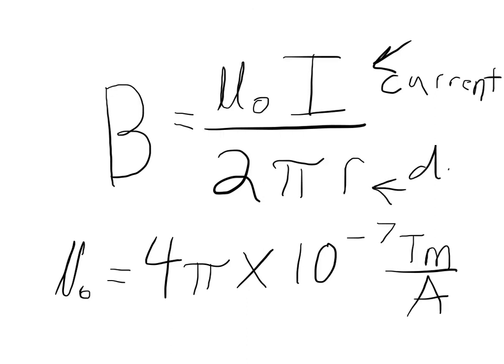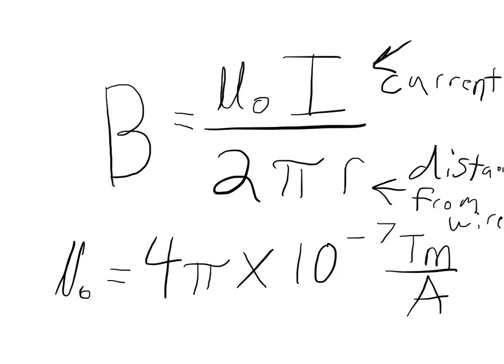So distance from wire. We use r because it's a radial distance. If you think about the wire, you'd be talking about moving kind of any point away from it. You could represent that with a radius of a circle.